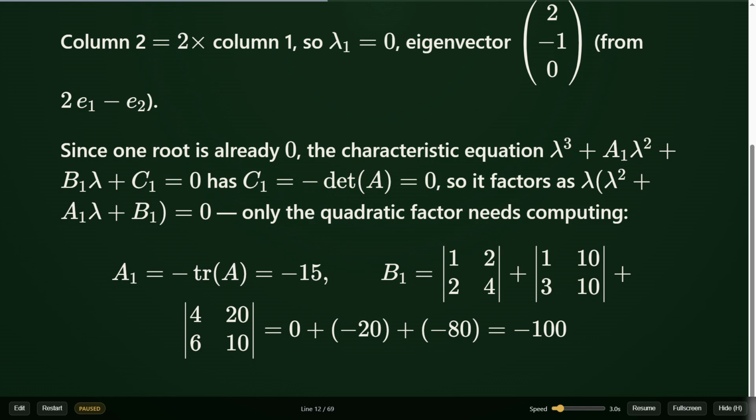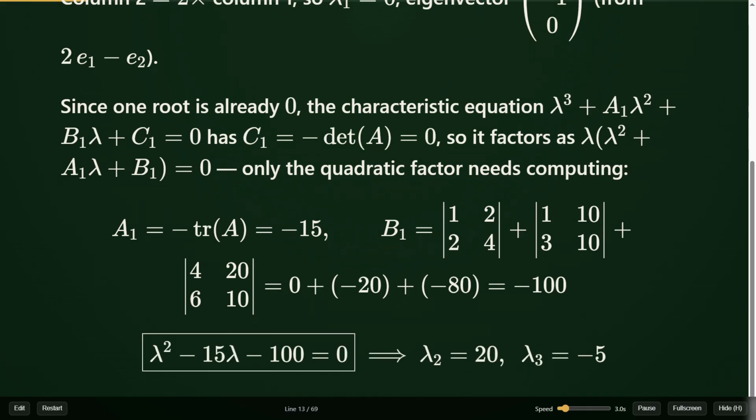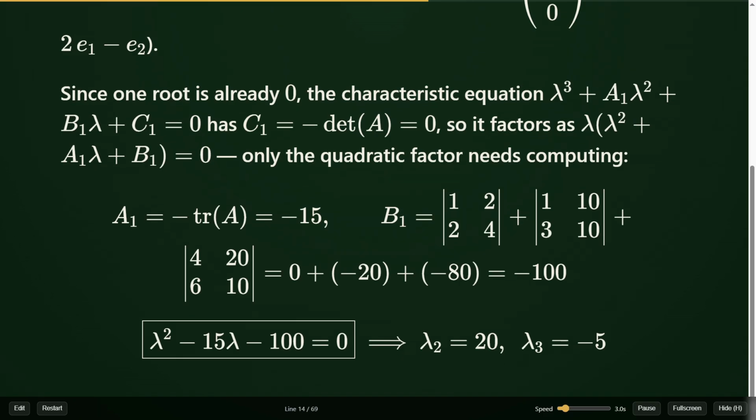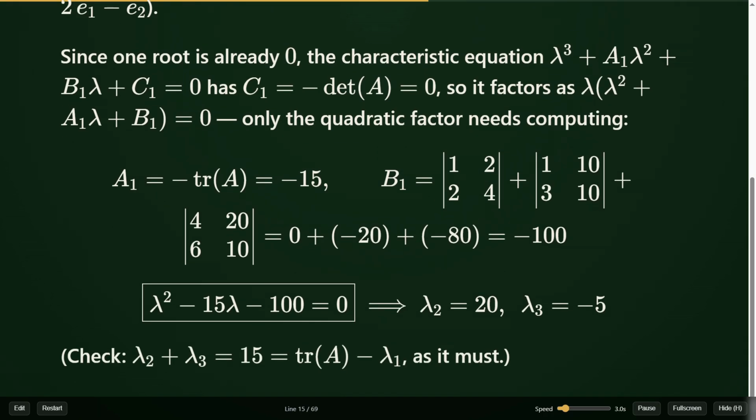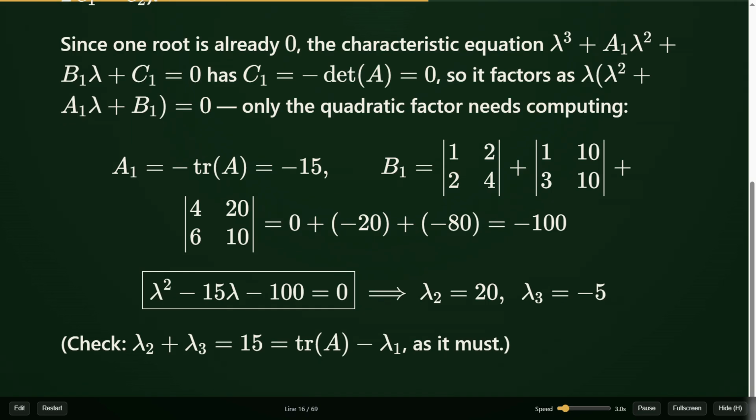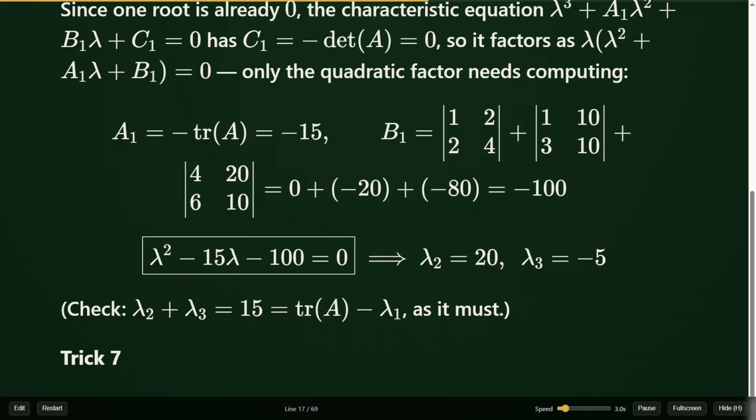Because the two columns are the same, the determinant is going to be 0, and hence finding the quadratic equation for the remaining two eigenvalues is going to be easy. I have done some calculations to find the quadratic equation, which comes out to be lambda square minus 15 lambda minus 100 is equal to 0. So lambda 2 is 20 and lambda 3 is minus 5. Again, all these three values are distinct. Because the first value is 0, we can find the remaining two values very quickly. We can check the trace also. It is 15, so 20 minus 5 is equal to 15.